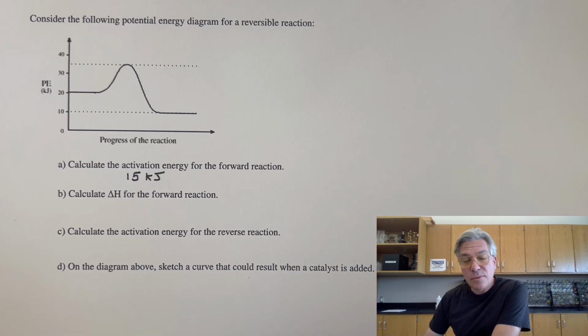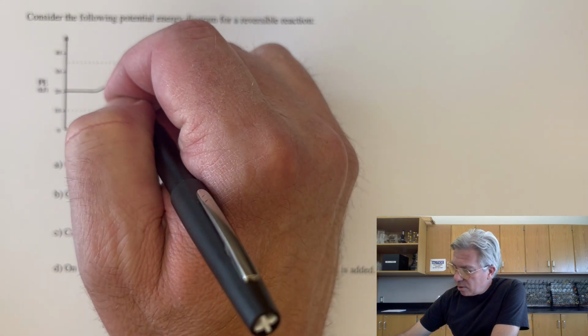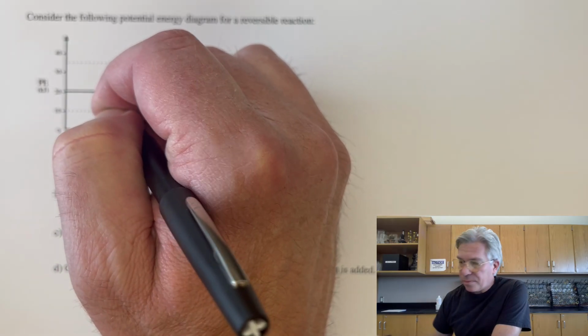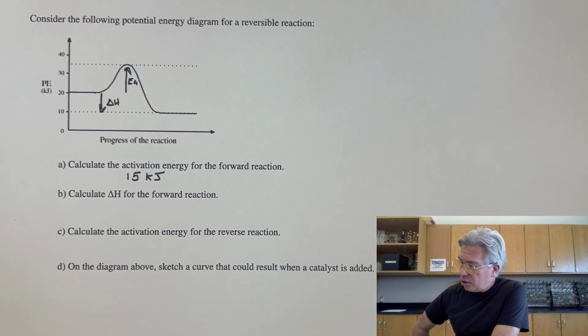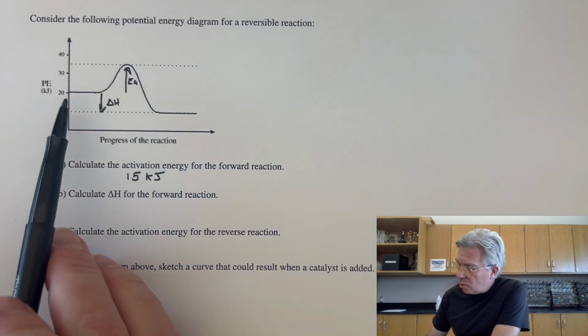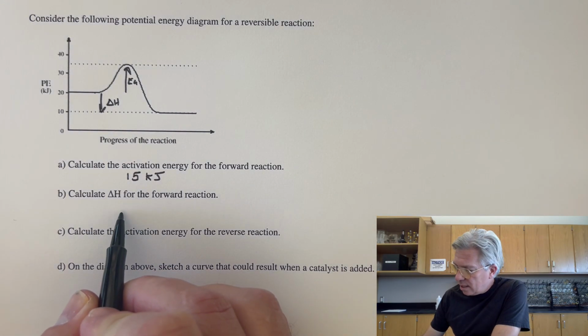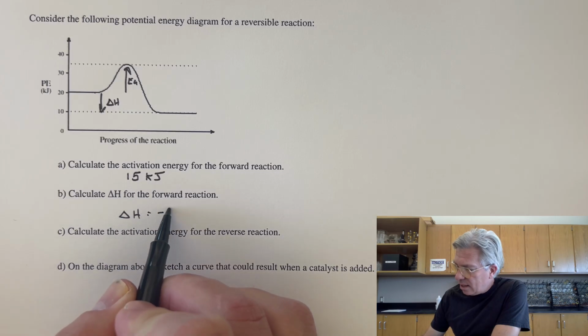Calculate delta H for the forward reaction. So this right here, remember, is EA. This here is delta H, the difference from start to finish. And so delta H goes from 20 to 10, and it's going in the negative direction. So delta H is negative 10.